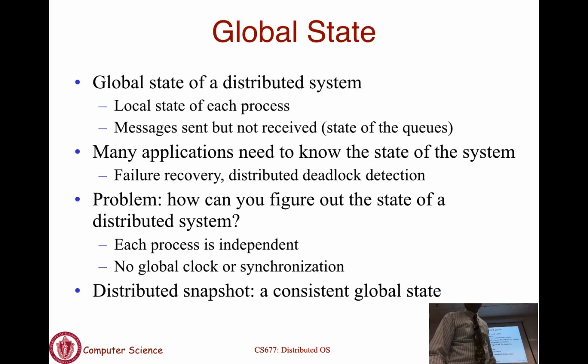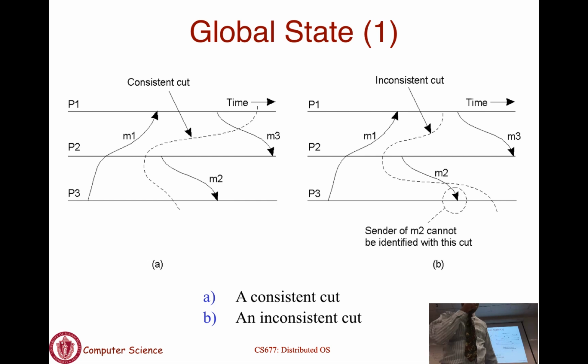Okay. So we want what is called a consistent global state, and to understand how this is going to work, I'm going to show two pictures. These two pictures show three processes executing and exchanging messages and so on. The dotted line tells you that when it crosses a process, that's the time at which that process wrote its state out, its memory contents out.